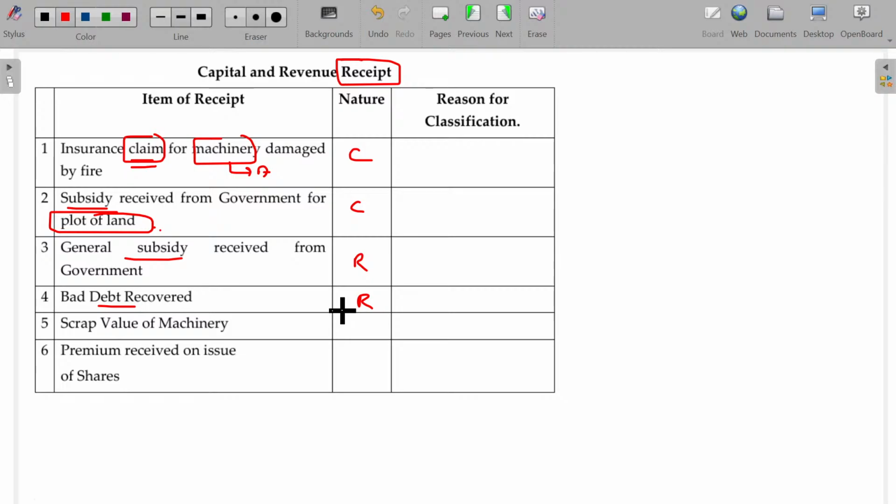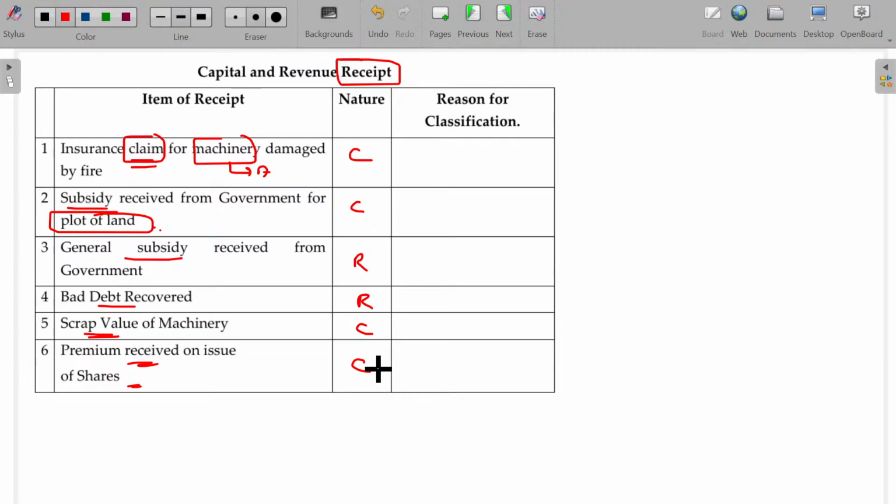So you can remember what you will do while posting in trading and P&L account or balance sheet. Will it be posted in the trading and P&L account or balance sheet? If it is posted in the trading and P&L account, usually it's a revenue item. If adjusted in the balance sheet, then it's a capital item. That's how you can remember. Scrap value of the machine. Capital. Okay, scrap value is subtracted from the asset's value in the balance sheet. Premium received on issue of shares. Capital.